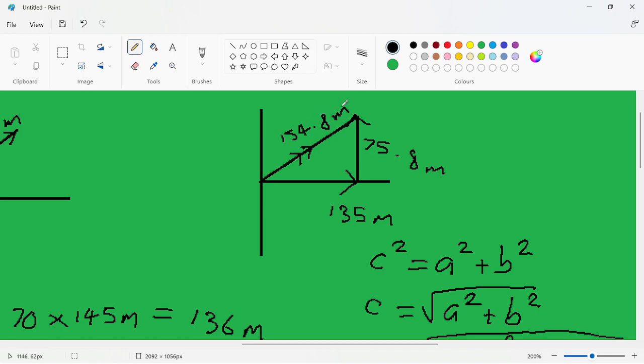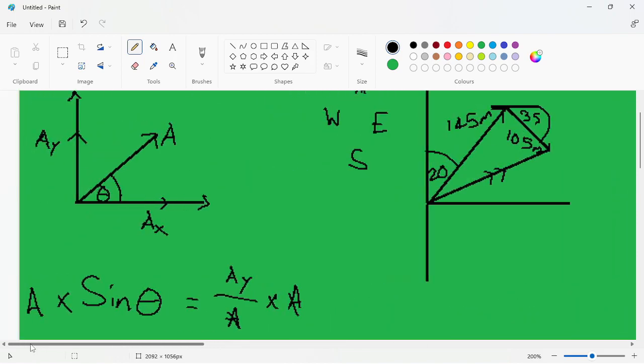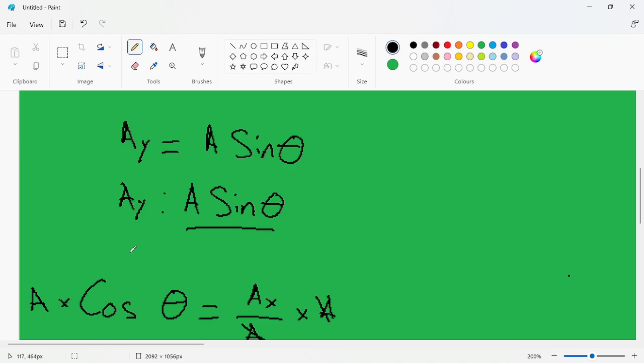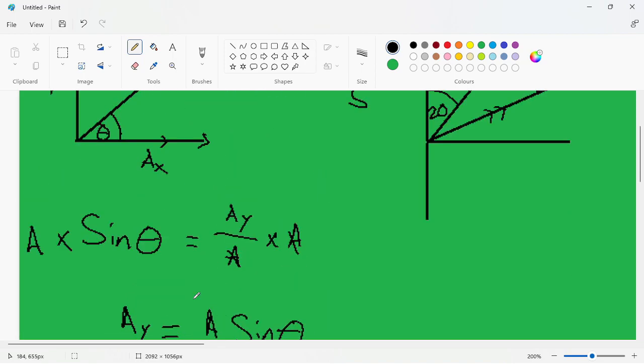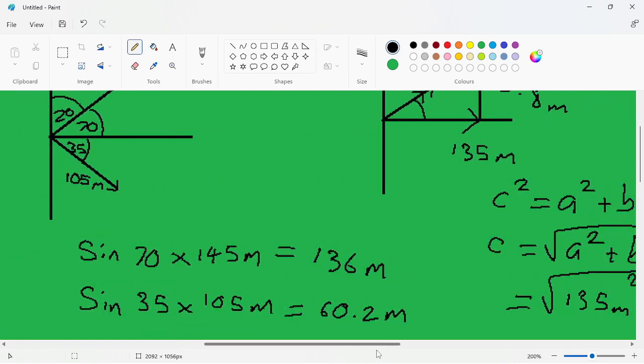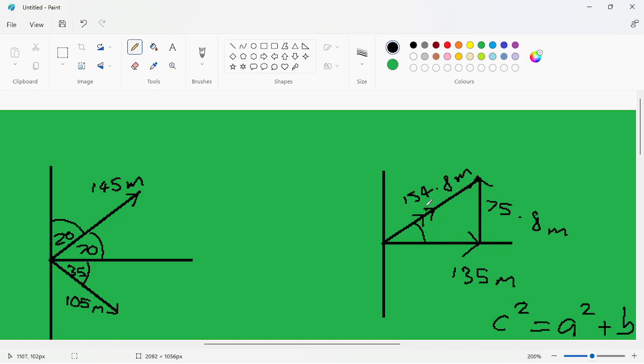meters. But we're not done yet, because we also have to find the angle. So how do we find this angle? Well, we could use sine or cosine. But if we use sine or cosine, then we're assuming that this 154.8 is actually correct, because sine and cosine both use the hypotenuse. So to find the angle, we would have to use this in the equation.